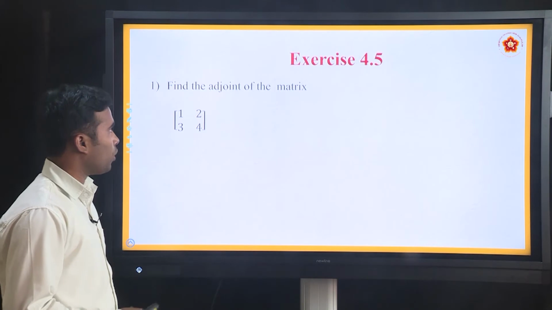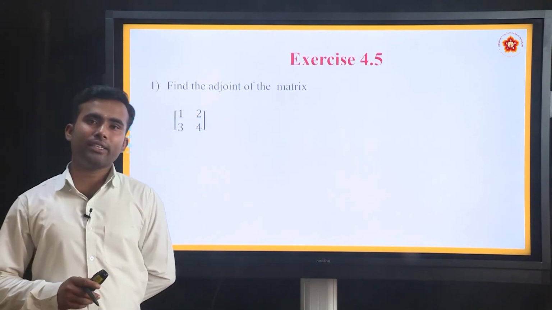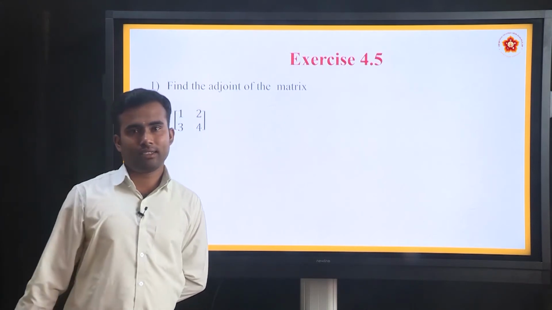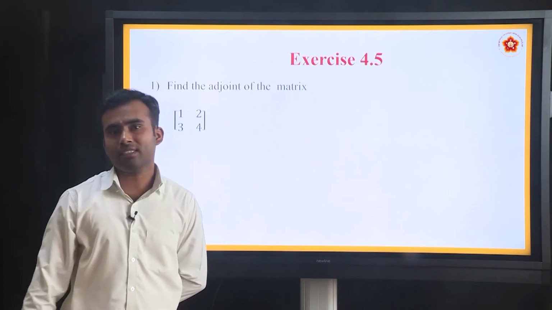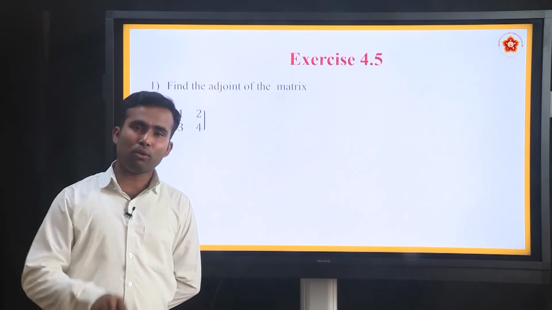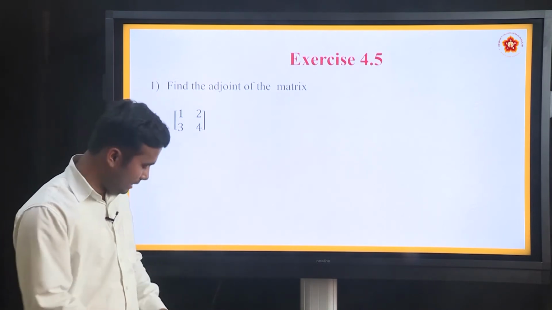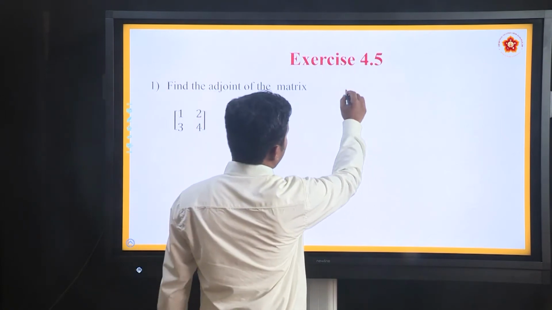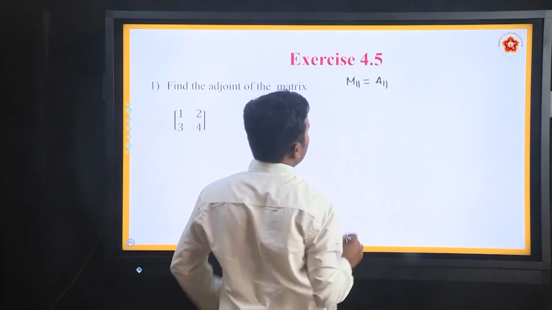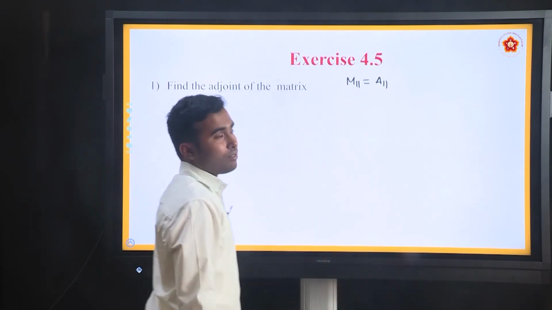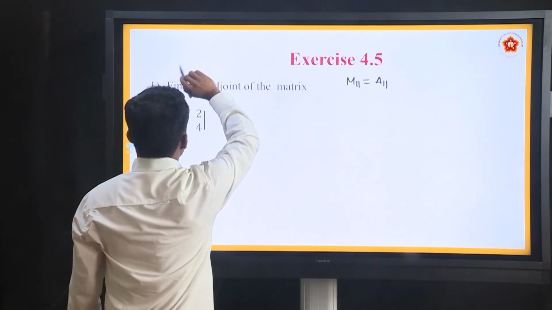Here we have to find the adjoint of a matrix, okay. To find the adjoint of a matrix, we should find the cofactor matrix. If you want to find the cofactor matrix, we should know the elements of the cofactor matrix. If you want to find the cofactor elements, we should know the minors. Okay, I think you are very familiar with this. M11 is equal to A11, minor to cofactor. So how can I write this? I can use this expression. What is that?